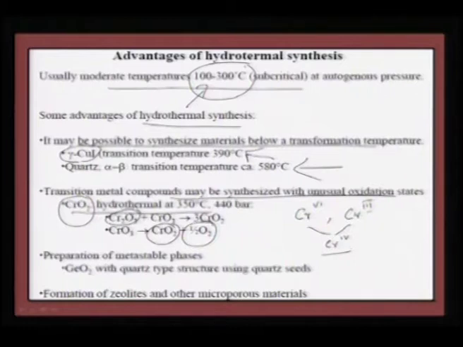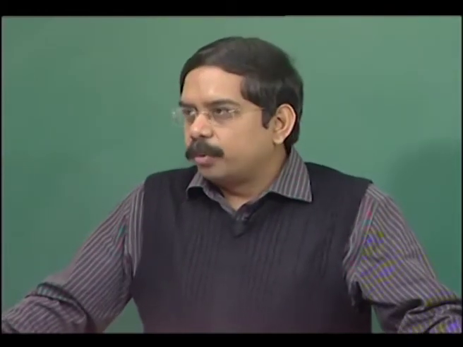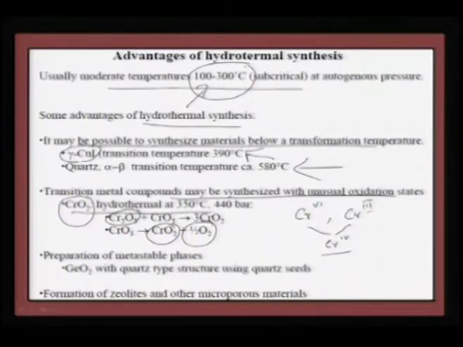So, CrO2 is not easy to prepare by any technique other than hydrothermal. In fact, large scale synthesis of chromium dioxide has only been achieved using one technique, that is hydrothermal. No other technique has given such precise control over the oxidation state. And then preparation of metastable phases we can try to achieve.